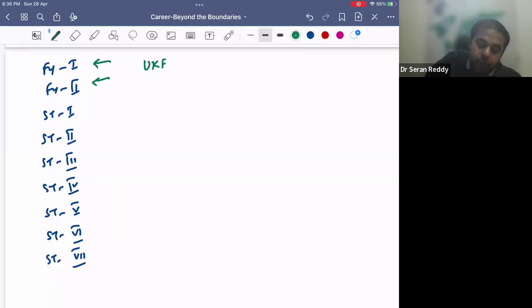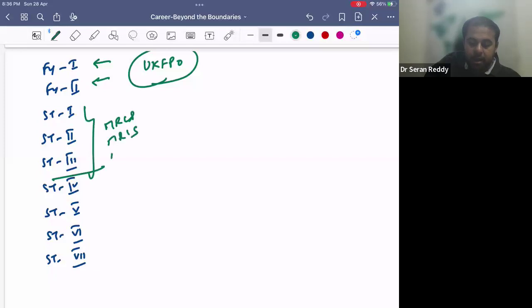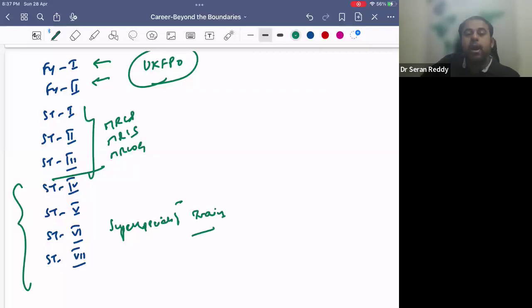There's again something called UKFPO, the foundation programme office. And then specialty training is where you decide on medicine, surgery, gynaecology, pediatrics, and you enter through this. In these three, you complete your MRCP or MRCS, MRCOG. And here it may be super specialty training basically. Usually the salaries in the UK will start at around 30 to 35,000 pounds per annum. When you start at the level of MRCP, MRCS, it's usually around 50,000 pounds per annum.